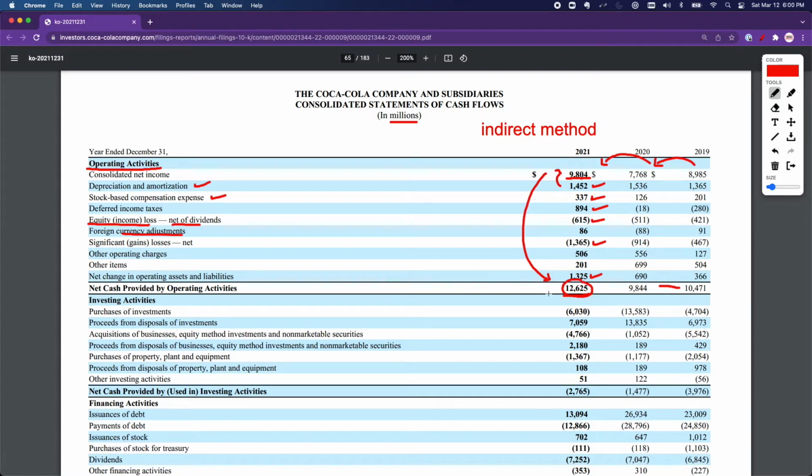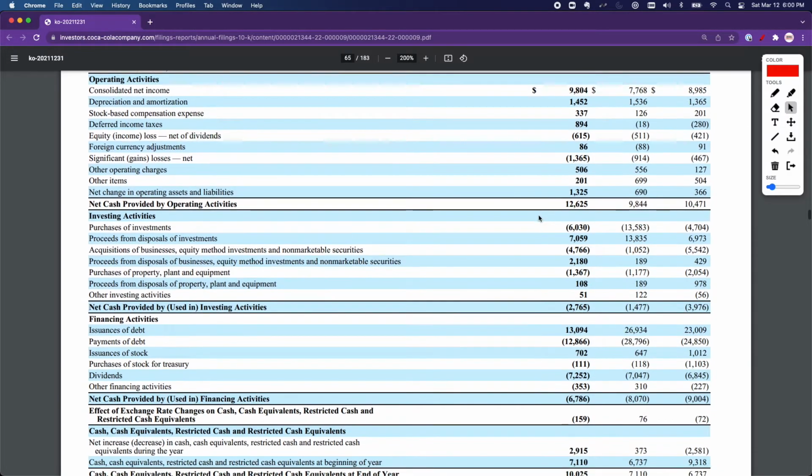Okay, perfect. So that's the CFO. If we now look at the CFI, this is pretty straightforward. The CFI is mostly outflows, because this is money that leaves the business, that goes out of Coca-Cola for investing purposes. So this is an outflow of $6 billion for purchases of investments, maybe minor company acquisitions, maybe they're buying smaller businesses.